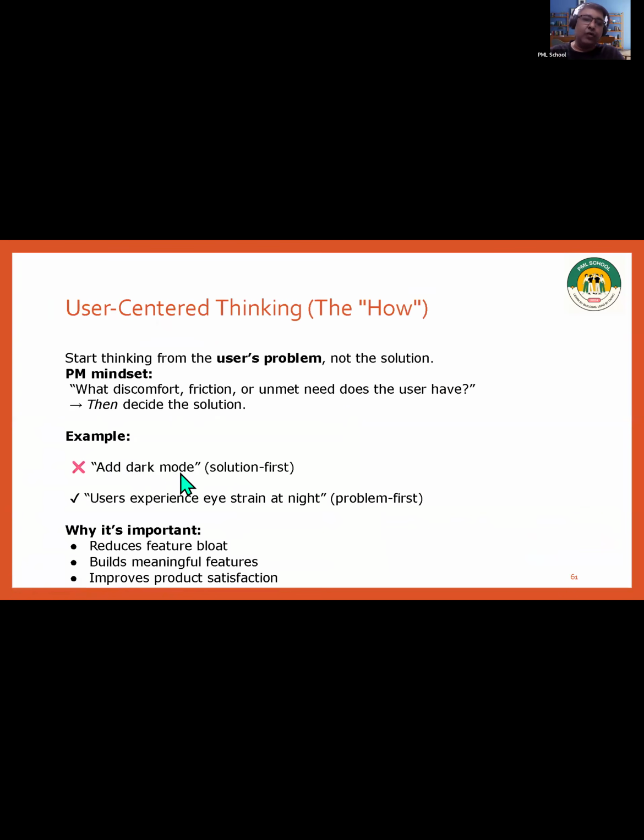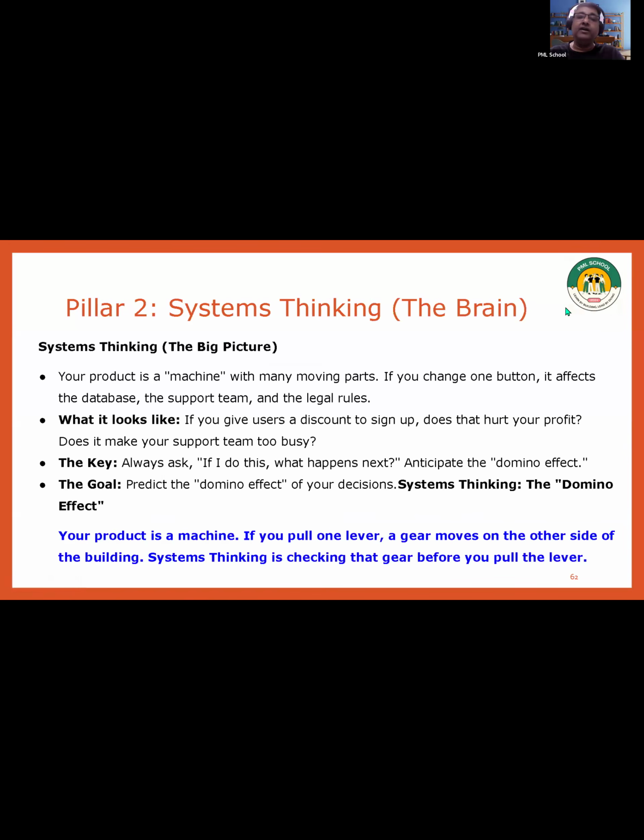Say somebody tells you the app is very white, so add dark mode. No, this is wrong. This is a solution approach. The problem is user experience, eye strain. If you have eye strain at night, that is the problem. This is the problem first. Don't go to the solution. That's why it's important to reduce feature bloating, build meaningful features, and improve product satisfaction. Pillar 2 is system thinking; we'll do this after some time. Let's quickly do our exercises first.